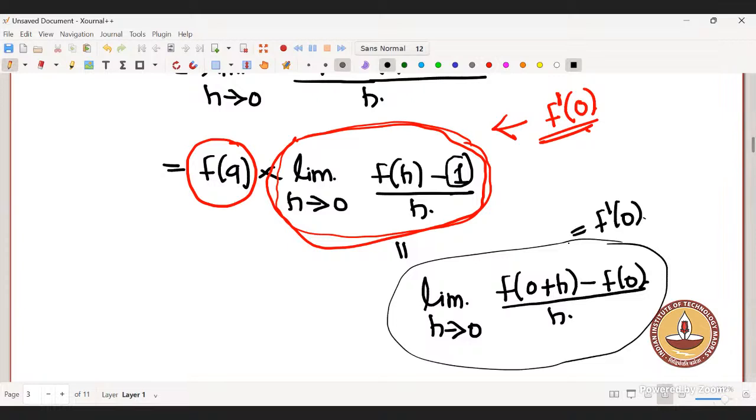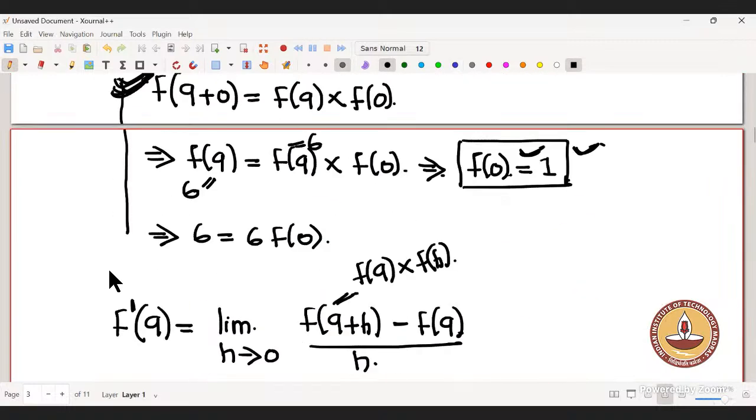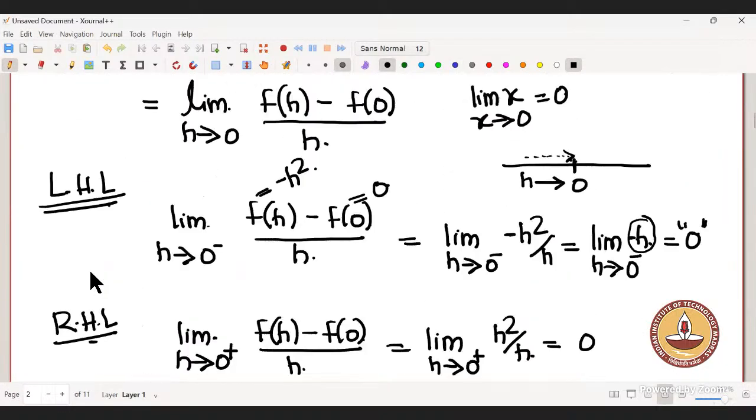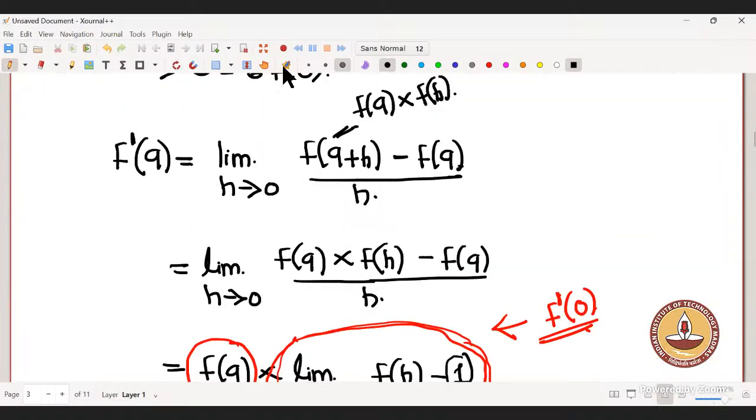So the whole thing is f of 9 times f dash of 0. Now you have the answer, right? Because this is known, this is known. So 6 into 4. Okay. Anything else? Yes, I still have a few more. Yeah, please.